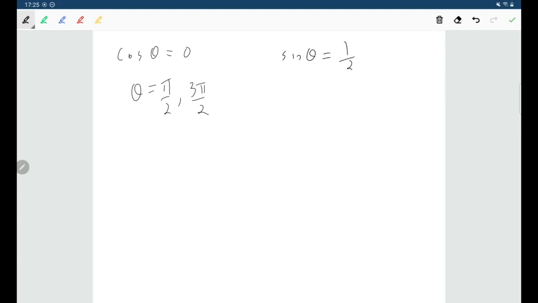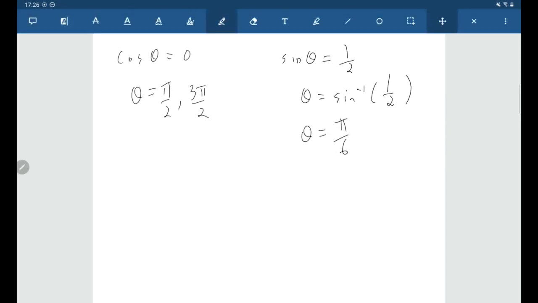And now we just need to deal with the second equation, which is where is sine of theta equal to a half. Of course, that's the same thing as looking to find out where theta is equal to sine inverse of a half. And if you're thinking about your special triangle, the 30, 60, 90 triangle, we know that there's one place that sine inverse would be equal to a half, and that would be at pi over 6.